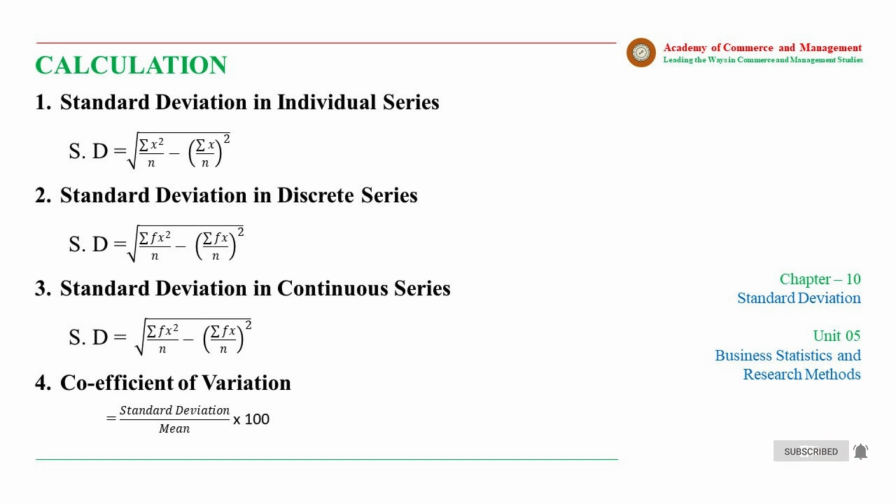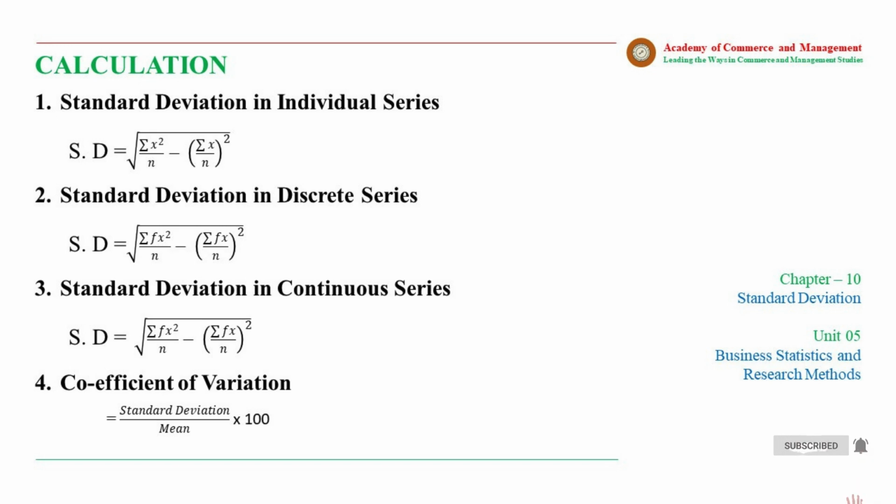In an individual series, we have to follow 5 steps to calculate the standard deviation. First of all, we have to calculate the arithmetic mean. Then, find deviations of each item from the already calculated arithmetic mean. Next, square these deviations and add them. It will be sigma (x minus x bar) all squared. After that, divide sigma (x minus x bar) squared by the total number of items. Finally, apply the formula, that is, square root of sigma x squared divided by n minus (sigma x by n) all squared. The result will be the standard deviation.